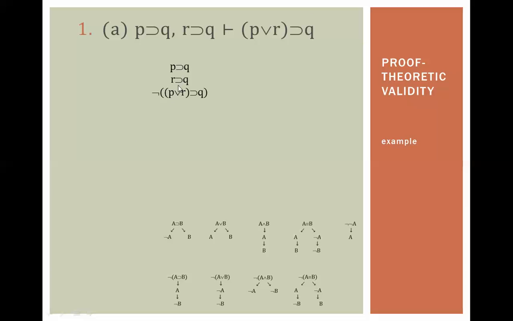And it looks like this. If P then Q, if R then Q, and then not this whole thing. Not if P or R then Q. Notice the not has to go outside of the whole parentheses. We put parentheses around this whole thing, and it goes outside of there.